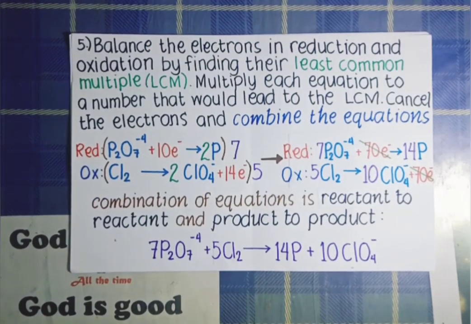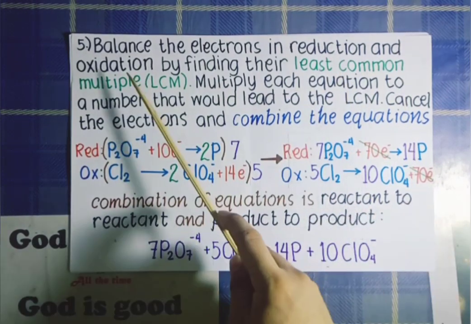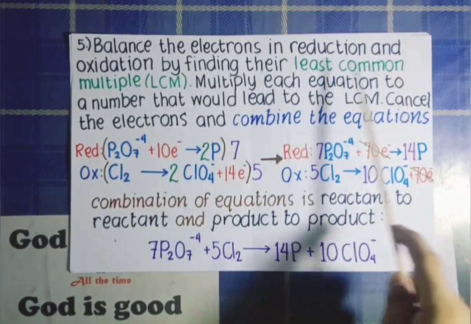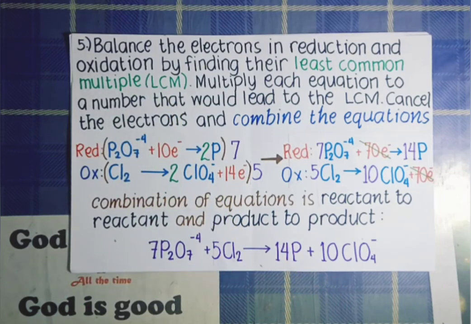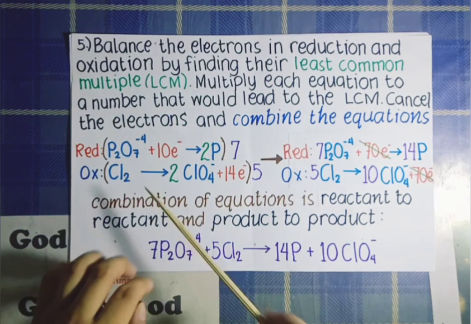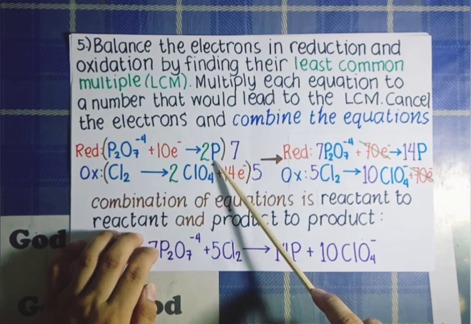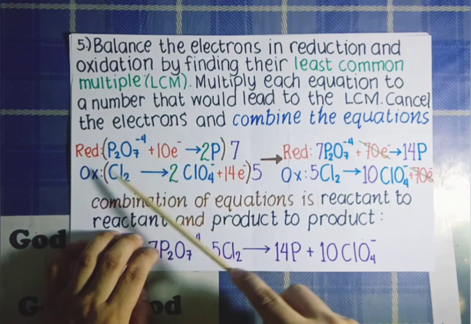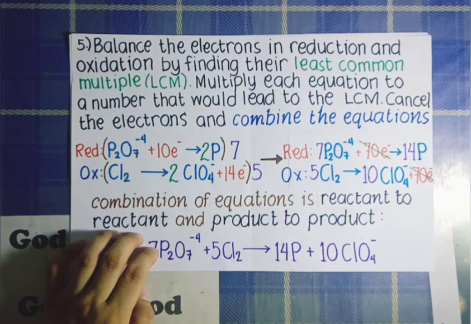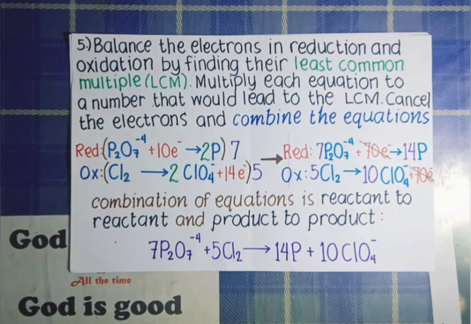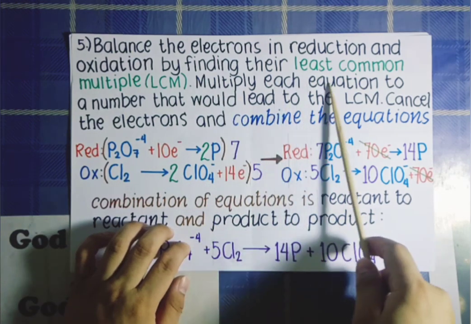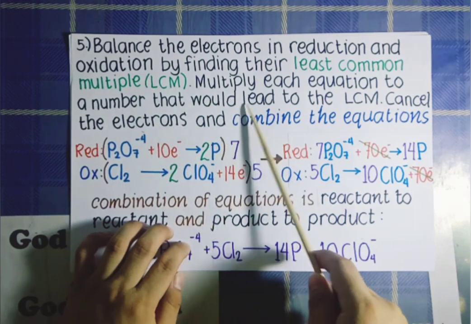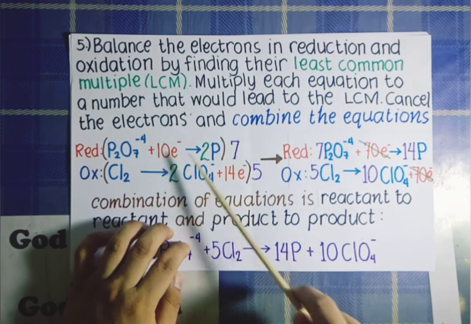Now, for the next step, balance the electrons in reduction and oxidation by finding their least common multiple or LCM. Let's go back to our prior equations. Again, this is our equation for reduction and this is our equation for oxidation. For reduction, we have 10 electrons. For oxidation, we have 14 electrons. Now, what is the least common multiple or LCM of 10 and 14? That's actually 70. What are we going to do here? Multiply each equation by a number that would lead to the LCM. In this case, our LCM is 70 electrons.